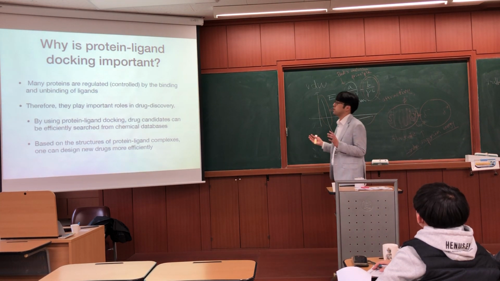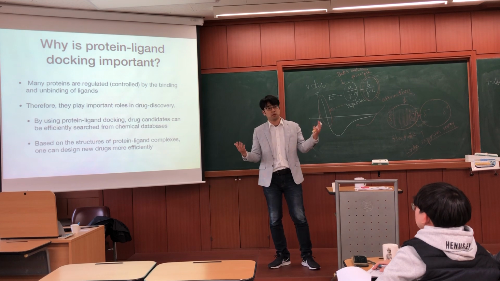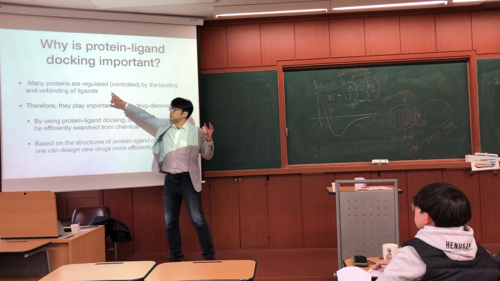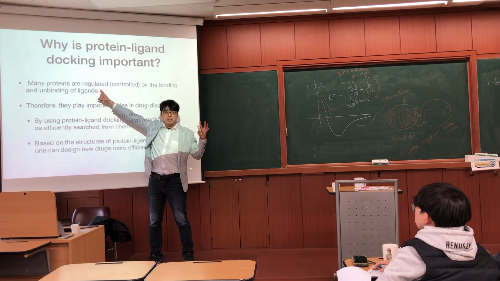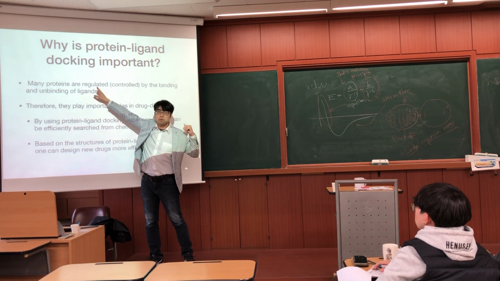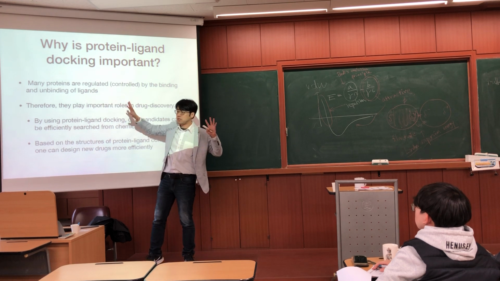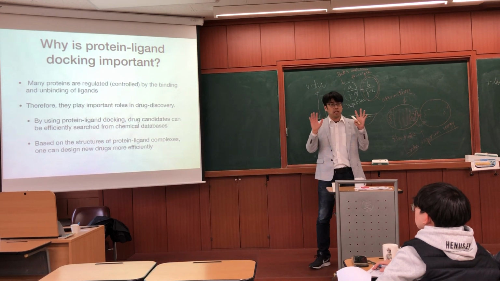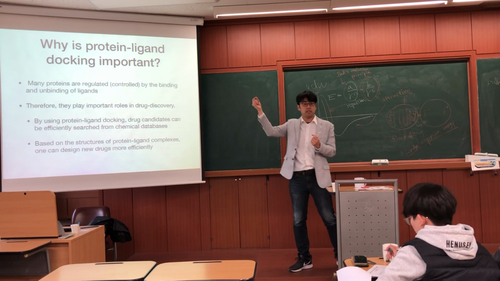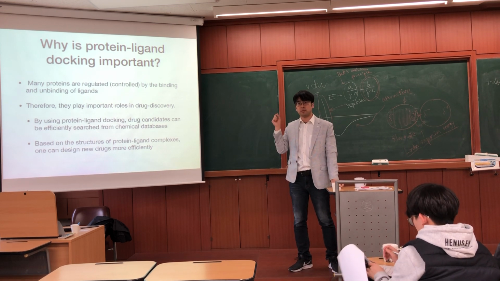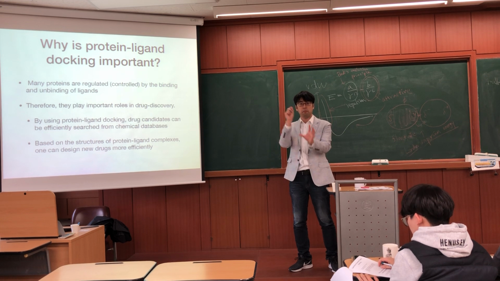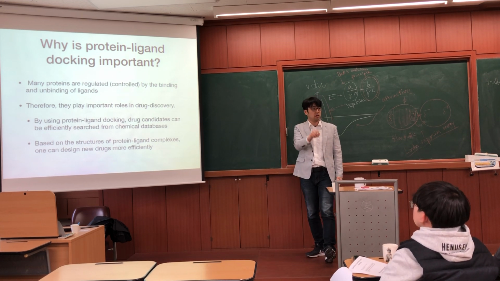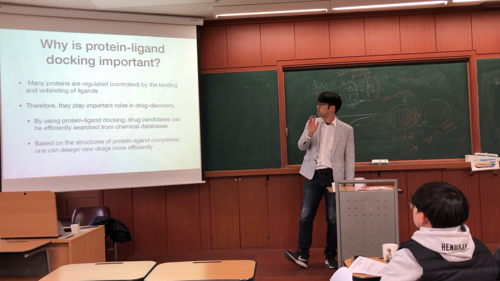Then why is protein-ligand docking important? As we have talked before, many proteins are regulated. In biology, the word regulated is used quite frequently, and it means controlled. So many proteins are controlled by the binding and unbinding of ligands. That is a signal. It is like a switch. The binding and unbinding of a ligand turns a certain protein off or on.